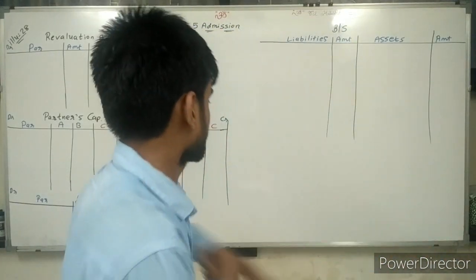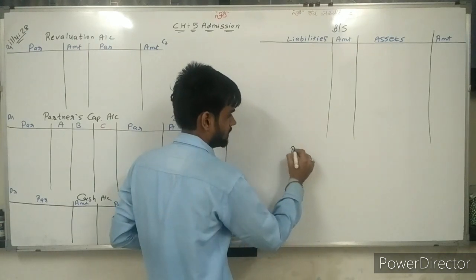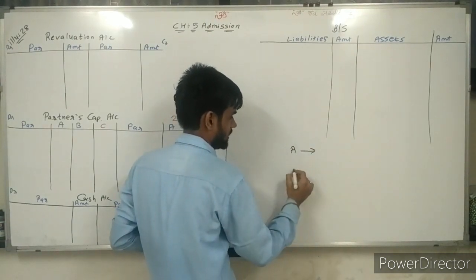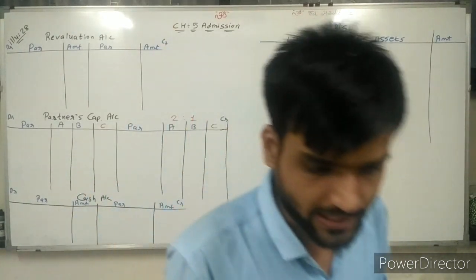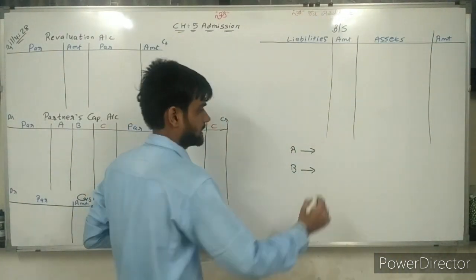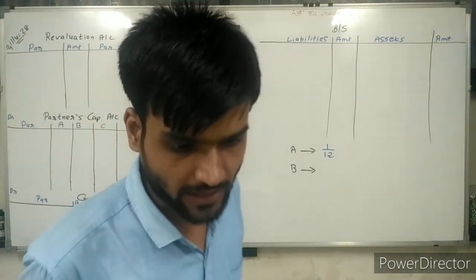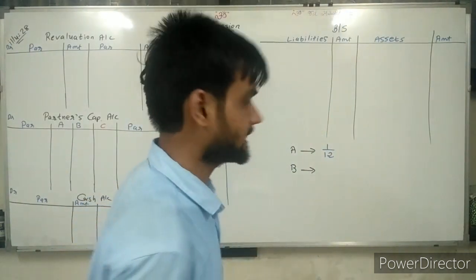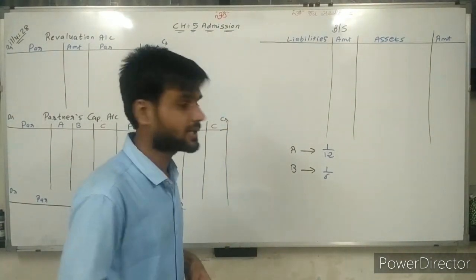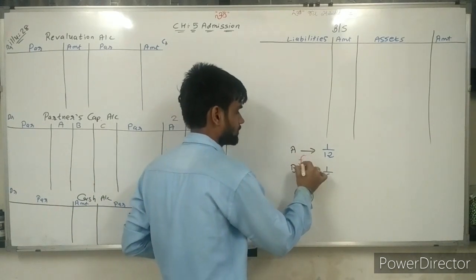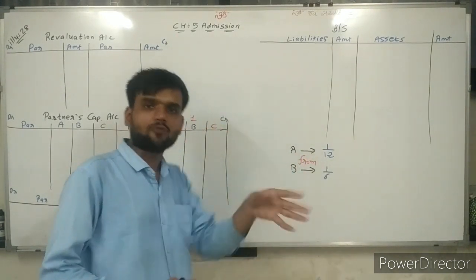It means, here I am writing A and B. A sacrificed 1/12 and B sacrificed 1/6. And what is given? From their profit.